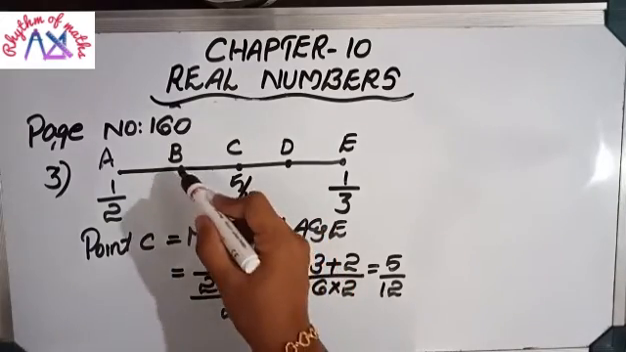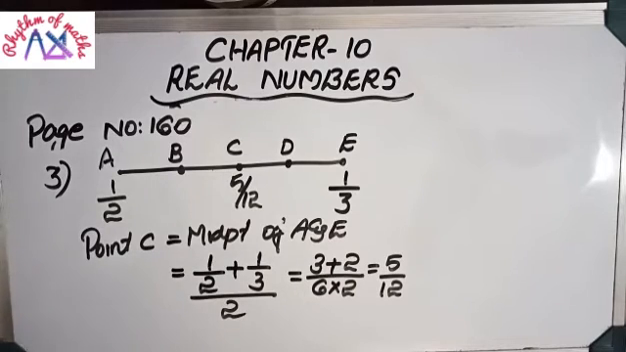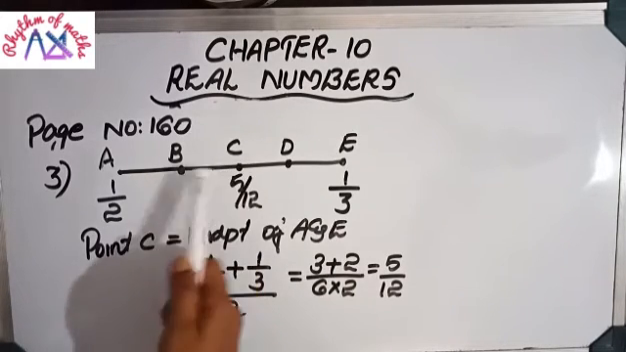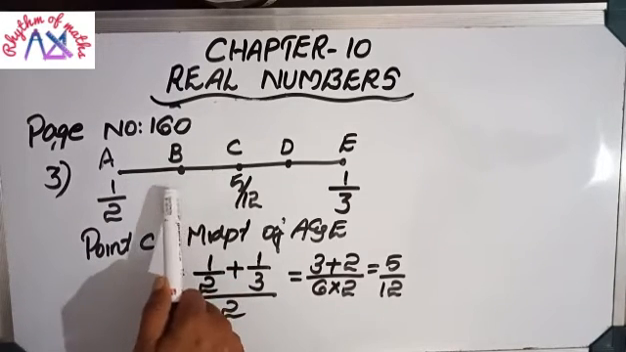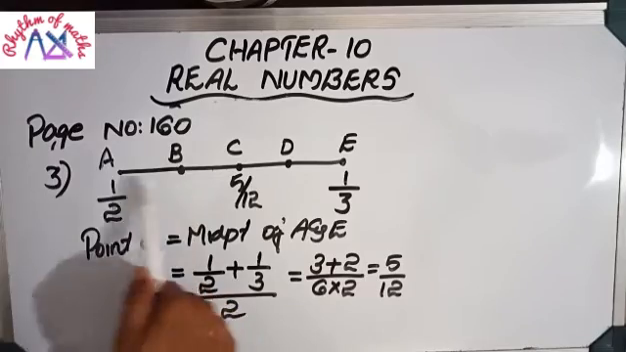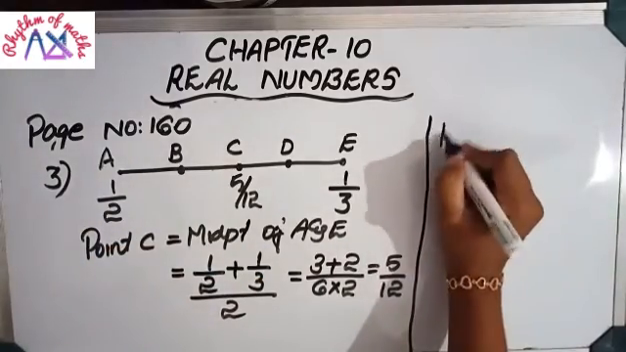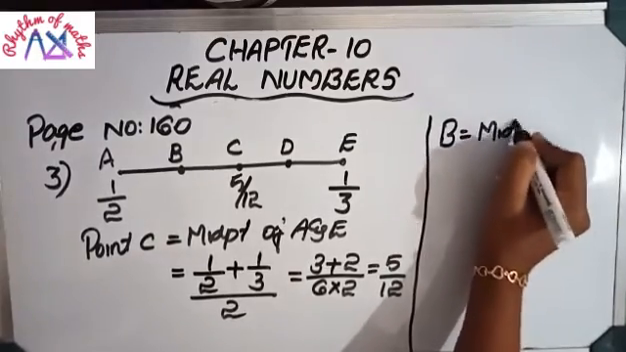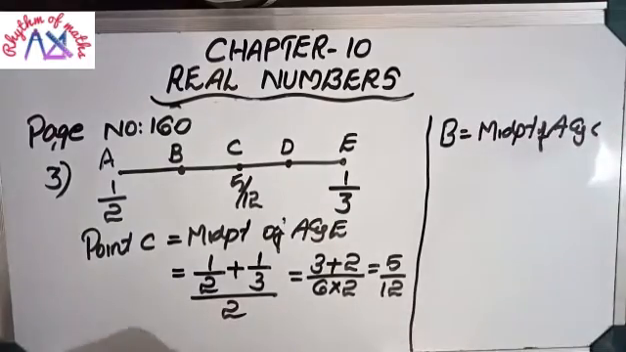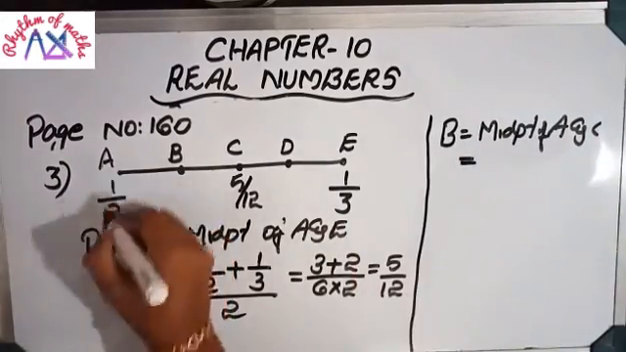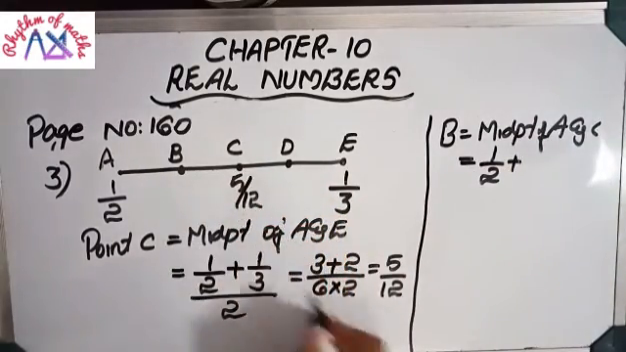Now next we are going to find the B point. Check here, all the 4 parts are equal. All the 4 parts equal means B to C and B to A are also equal. So these 2 parts equal means B is the midpoint of A and C. So let's find the B point. B point equals the midpoint of A and C. So A point is 1 by 2 plus C point, which we got as 5 by 12.